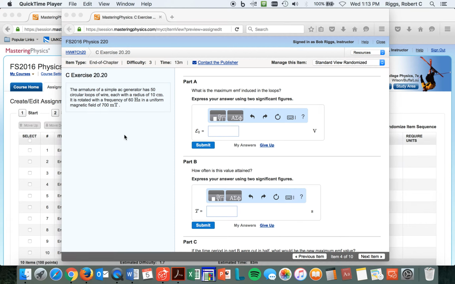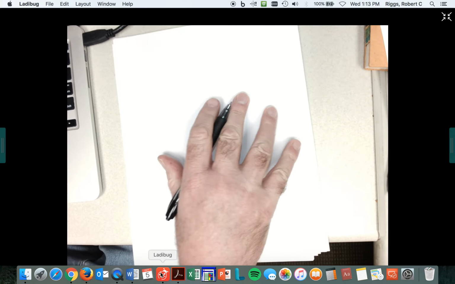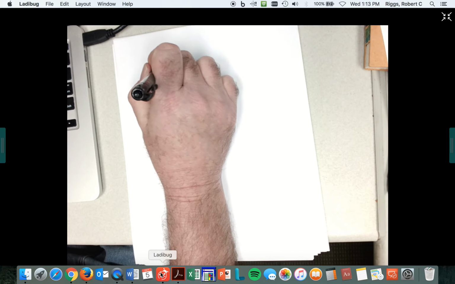So it says the armature of a simple AC generator has 50 circular loops of wire. Okay, so we know N is equal to 50. So we'll write that down. N is equal to 50. Next step.